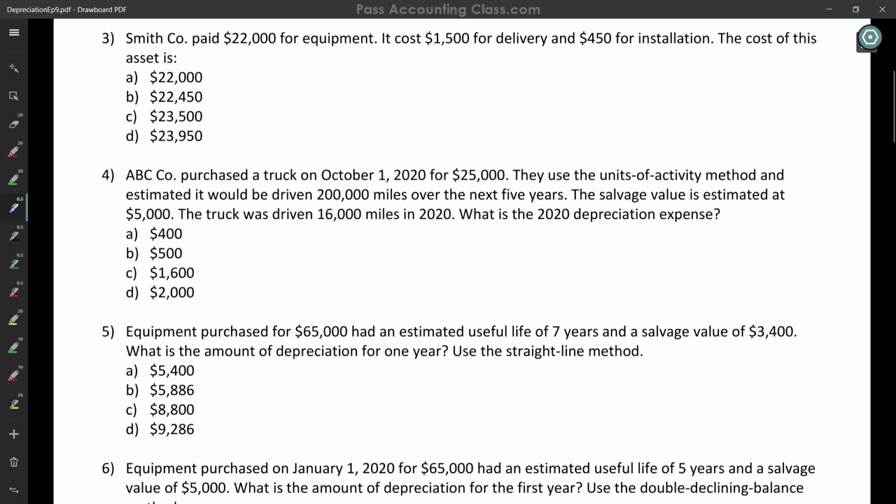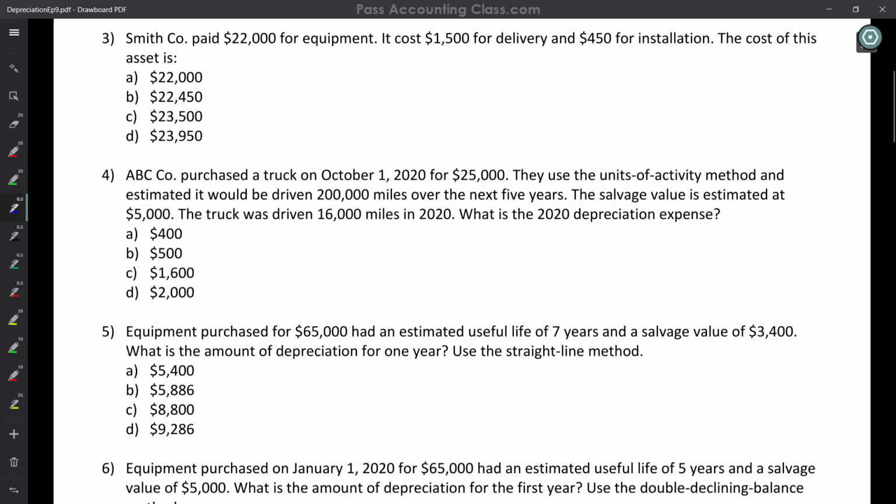For question 3, it says Smithco paid $22,000 for equipment. It costs $1,500 for delivery and $450 for installation. The cost of this asset is $22,000, $22,450, $23,500, or $23,950. So whenever we're looking to determine the cost of a fixed asset, we need to include all expenditures incurred for acquiring and preparing it for use.